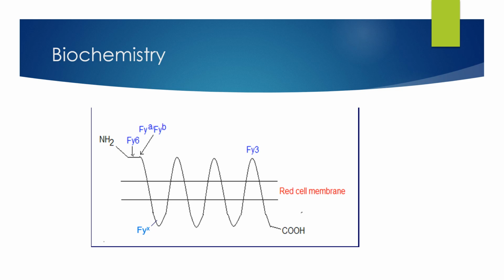The Duffy protein is an integral multipass glycoprotein. It passes through the red cell membrane 7 times. Duffy A, Duffy B, and Duffy 6 are located on the extracellular amino terminus of the glycoprotein. Duffy 3 and Duffy 5 are located on the third extracellular loop.